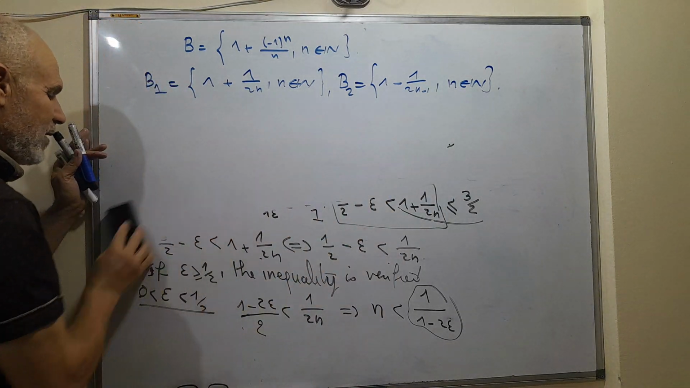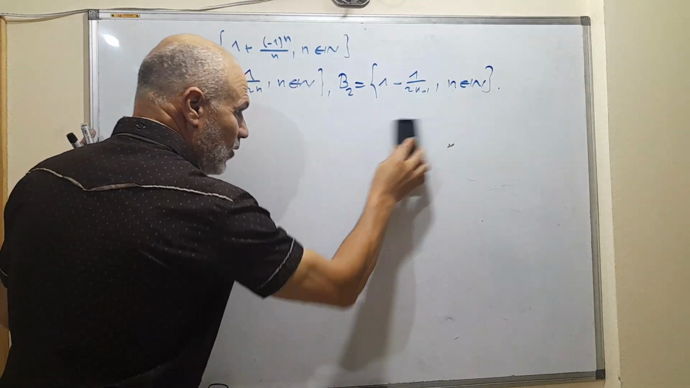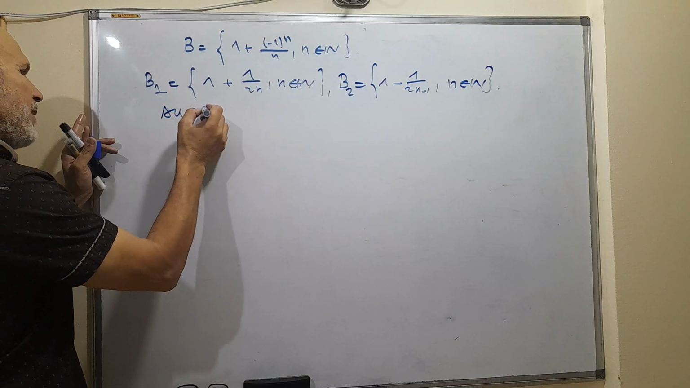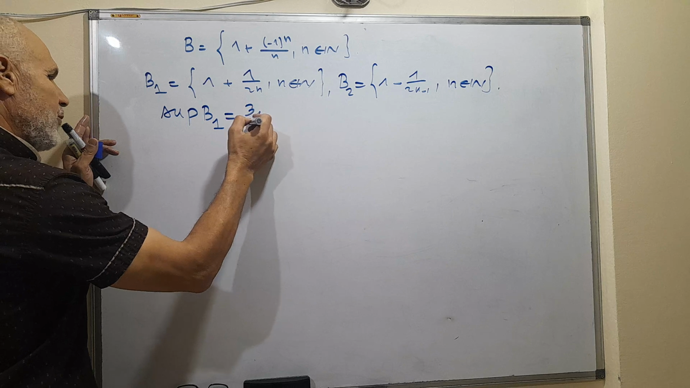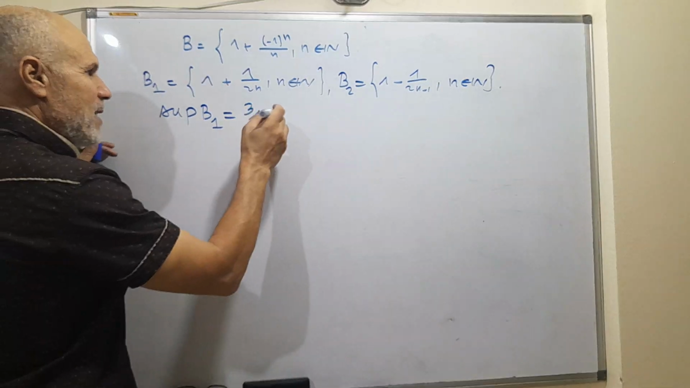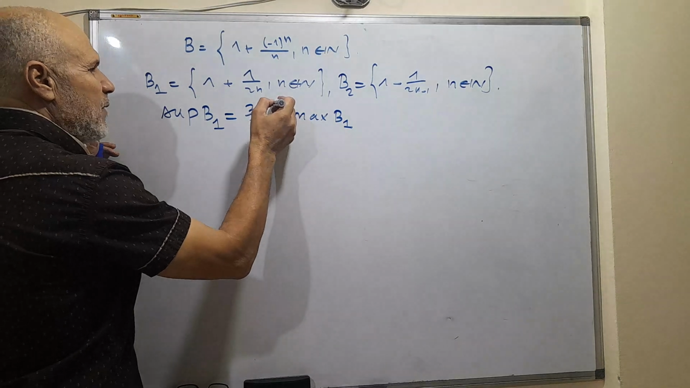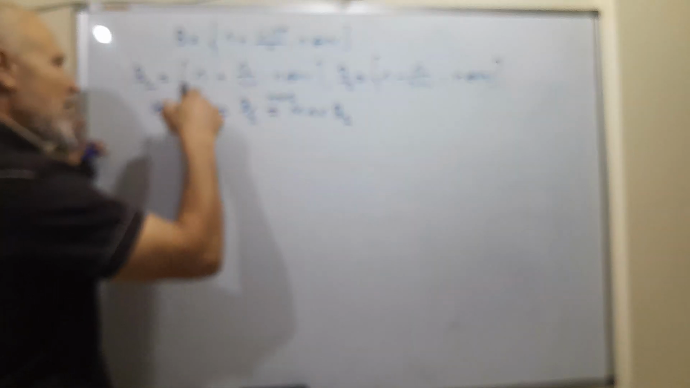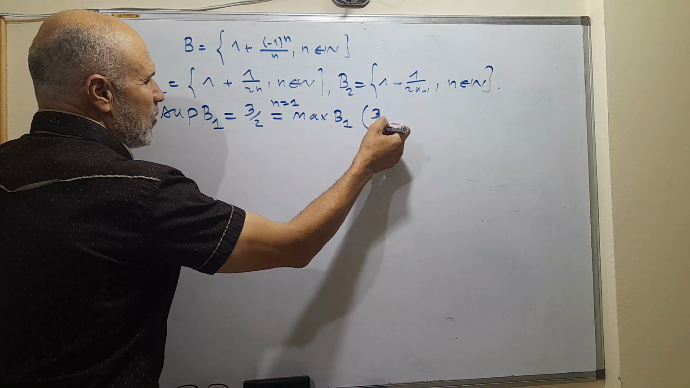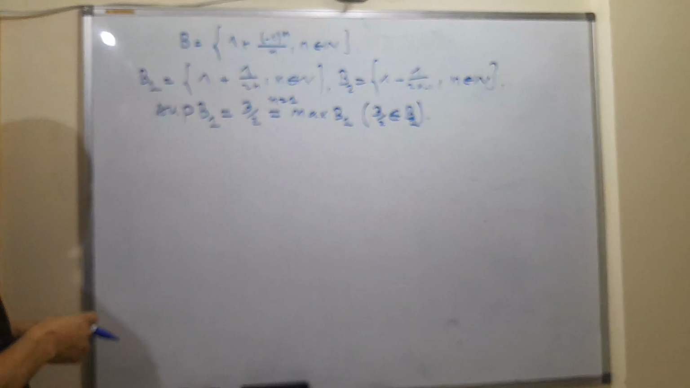We confirm now that 3 over 2 is the supremum of B1. So the supremum of B1 is equal to 3 over 2. And actually, 3 over 2 is a maximum. Why is it a maximum? It is a maximum because we can find n equal to 1, so that 3 over 2 belongs to B1. This is what we did first.